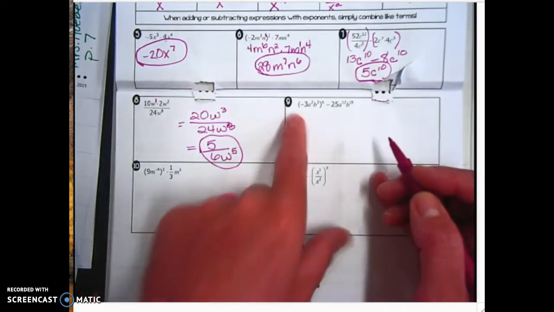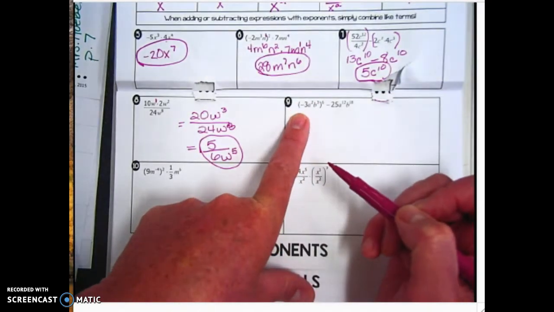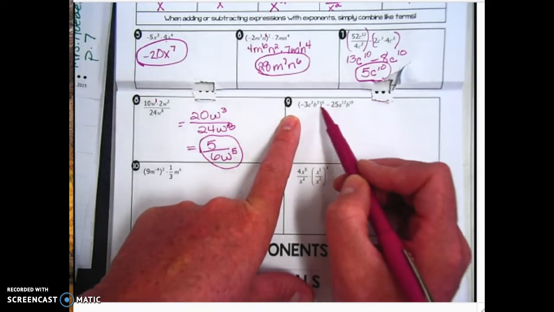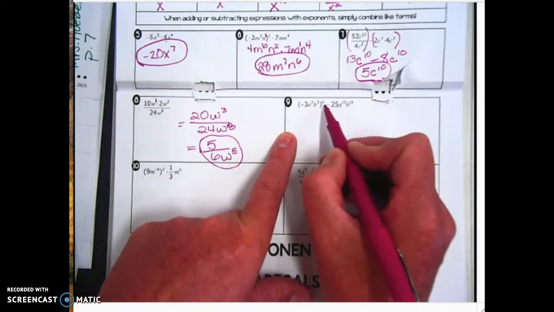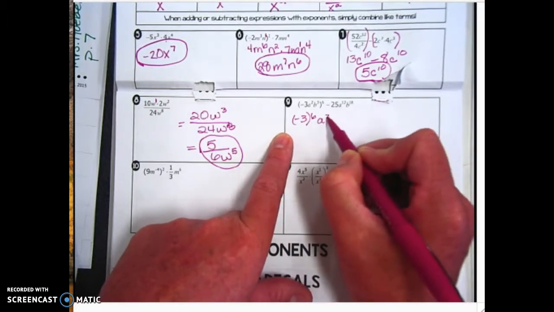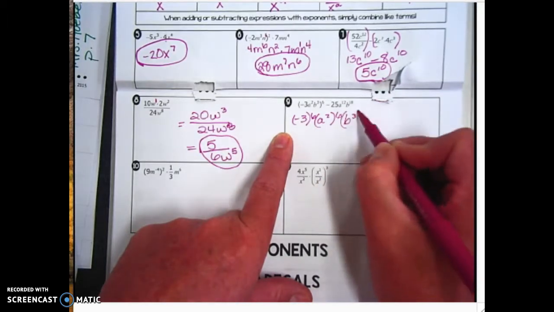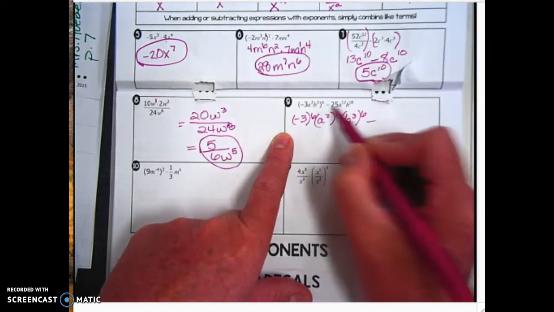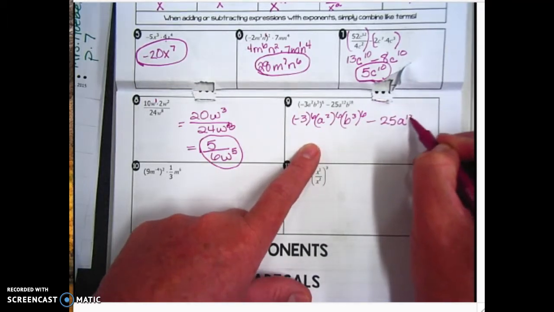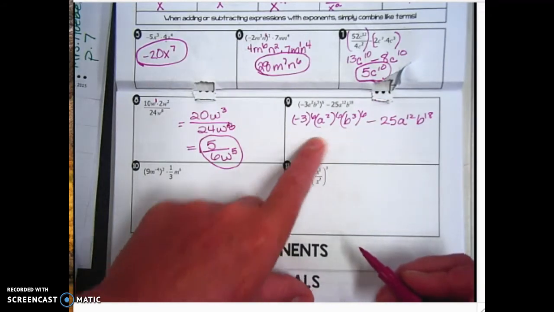Good? Awesome. Box number 9. We've got parentheses, so we're going to use that power rule from up top, and everything inside that parentheses needs to go to the 6th power, including the -3. So I'm going to write -3 to the 6th, a to the 2nd to the 6th, b to the 3rd to the 6th, minus the 2nd term. Rewrite it. Okay? So let's simplify all these guys.